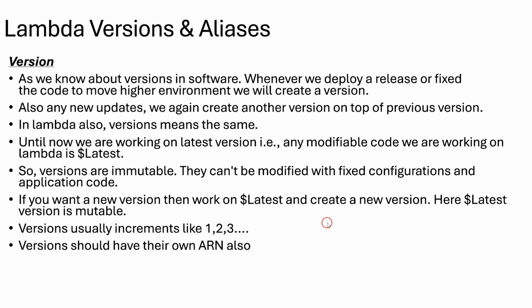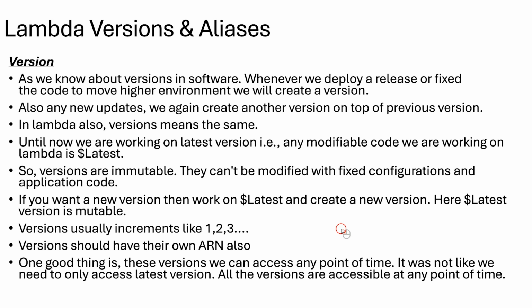So each version's ARN is different, so you can uniquely identify those versions using those ARNs. One good thing is these versions we can access at any point of time. It is not like we need to only access the latest version. All the versions are accessible at any point of time.